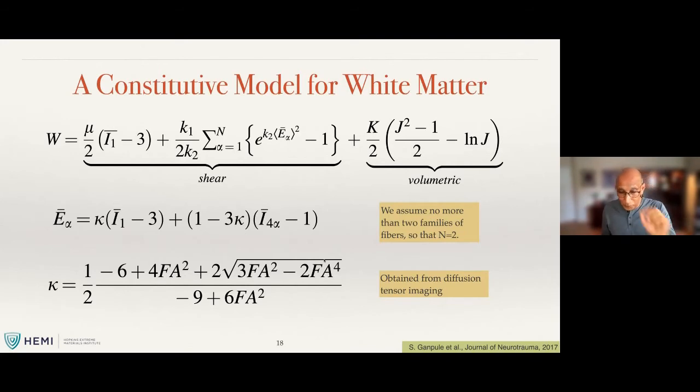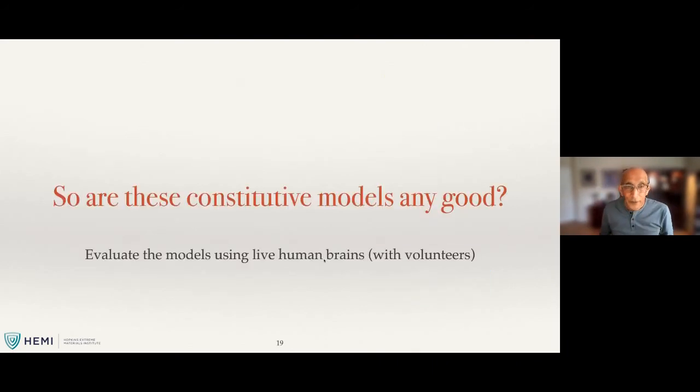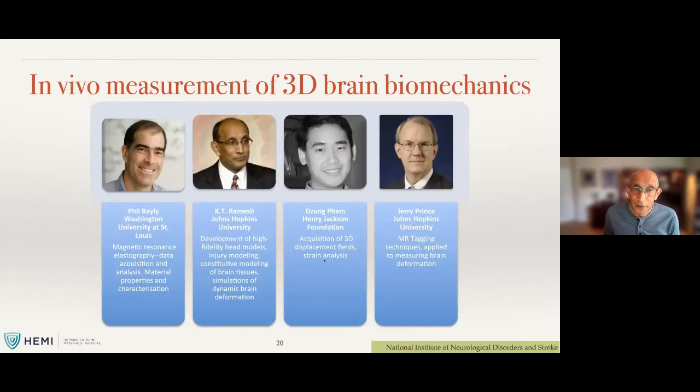So those are the experiments we're doing on small pieces of brain, a few millimeters in diameter, but the whole head is now 10 centimeters across. All right. So we have a constitutive model for different parts of the brain, but we want to use it for the whole head. So the way we're going to evaluate the model, decide if the model is any good, is we're going to use live human brains using volunteers. This is the result of a series of grants that we've got from the National Institute of Neurological Disorders and Stroke that looks at injury in the brain and the movement of the brain.